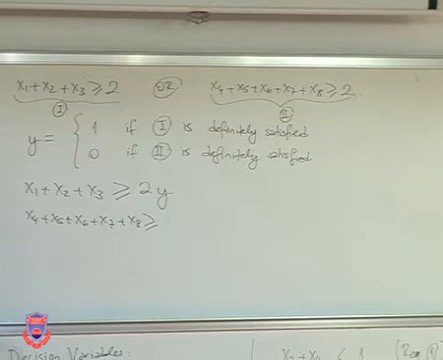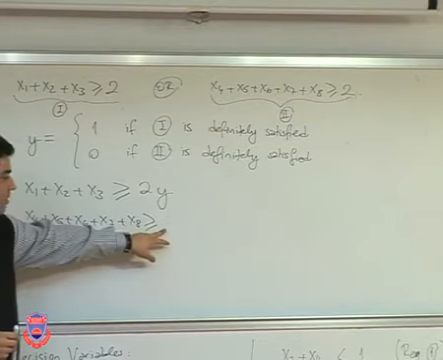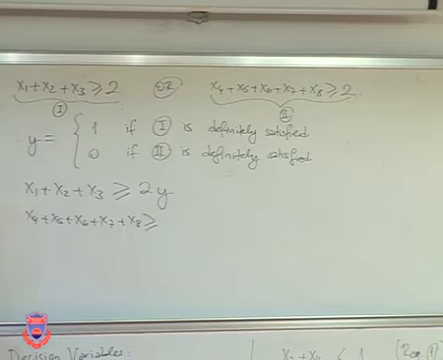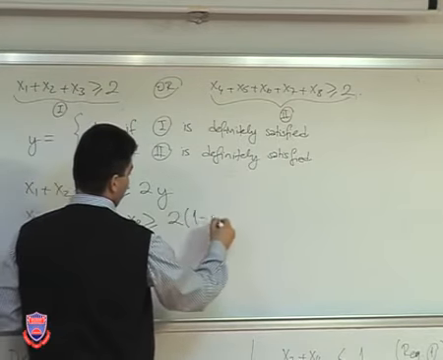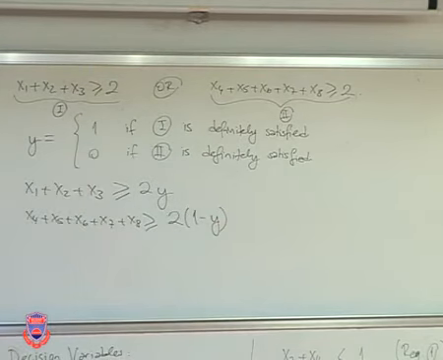1 minus y doesn't work either, because if y is equal to 0, then the right-hand side becomes 1. But I want the right-hand side to be 2. 2 times 1 minus y will work. Okay. So once again, let's think about the different cases.